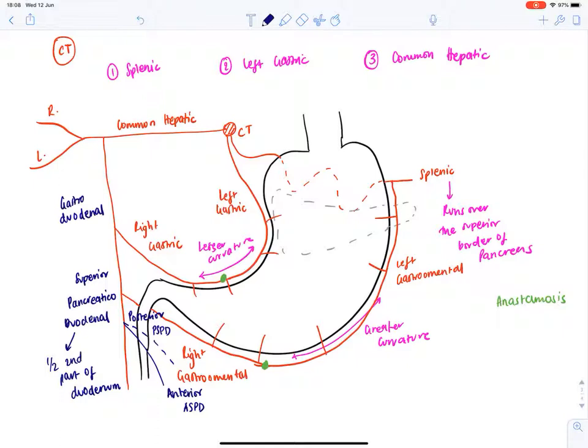To summarize, the celiac trunk is an unpaired artery from the abdominal aorta, and it has three branches: the splenic, the left gastric, and the common hepatic artery.